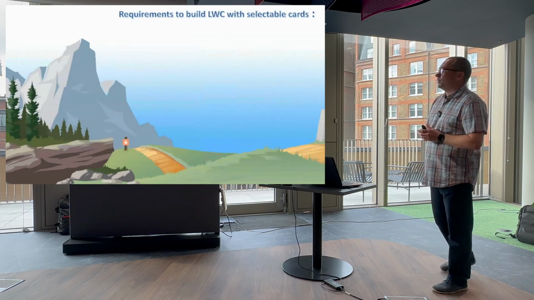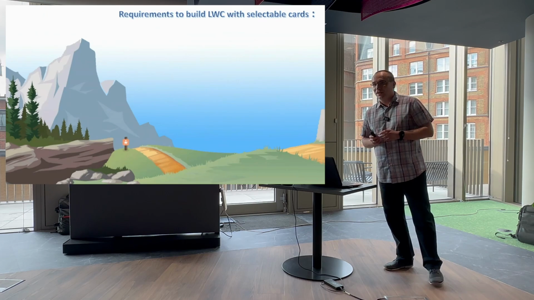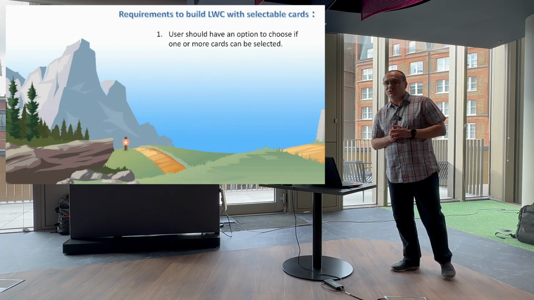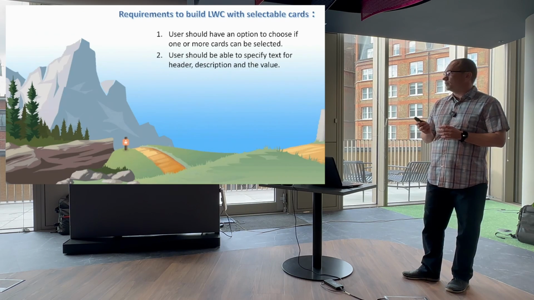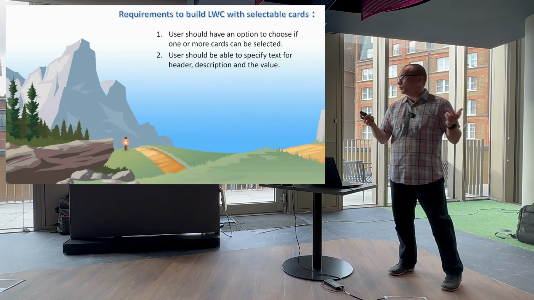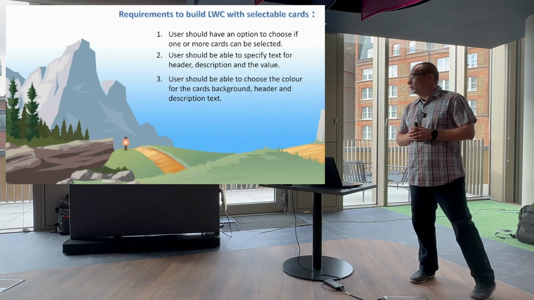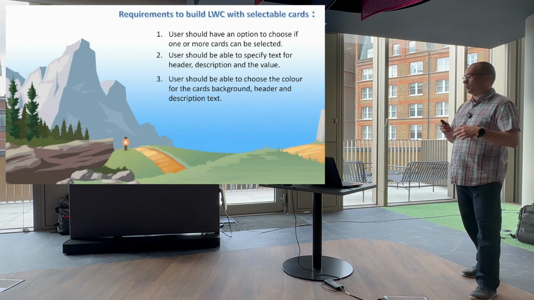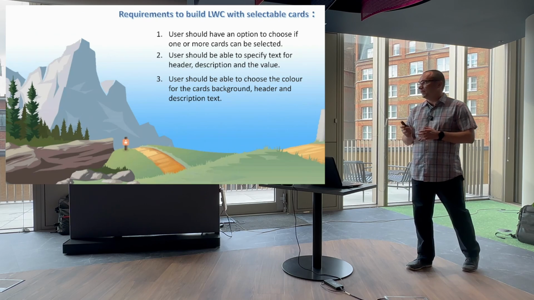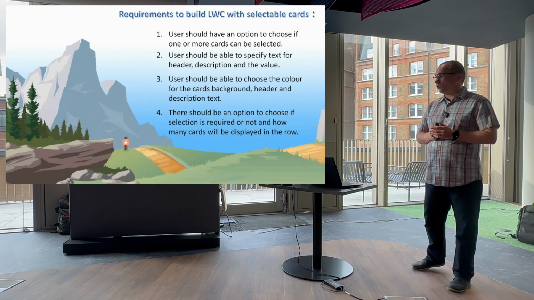So let's say we've got some requirements to build an LWC with selectable cards. And the requirements are: first, users should have an option to choose if one or more cards can be selected. Second, users should be able to specify the text for the header, description, and the value. The value could be like a product code. Third, users should be able to choose the color for the background, header, and also description text. Fourth, there should be an option to choose if selection is required or not.